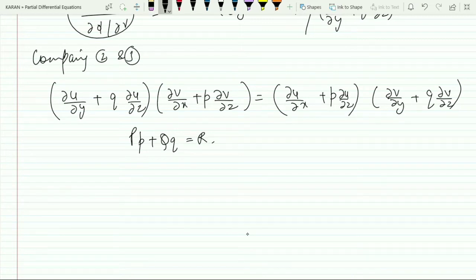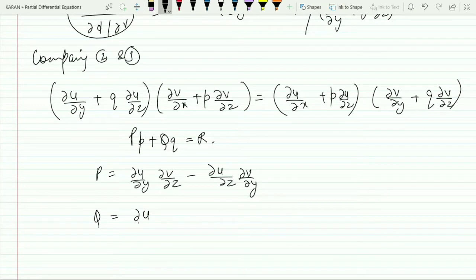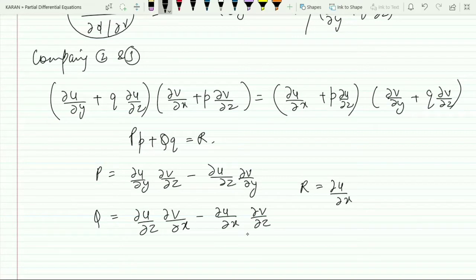And what will be P in this case? P will be ∂u/∂y multiplied with ∂v/∂z minus ∂u/∂z into ∂v/∂y. Similarly, what will be my Q in this case? Q will be ∂u/∂z multiplied with ∂v/∂x minus ∂u/∂x into ∂v/∂z. And what will be my R? R will be ∂u/∂x into ∂v/∂y minus ∂u/∂y multiplied with ∂v/∂x.